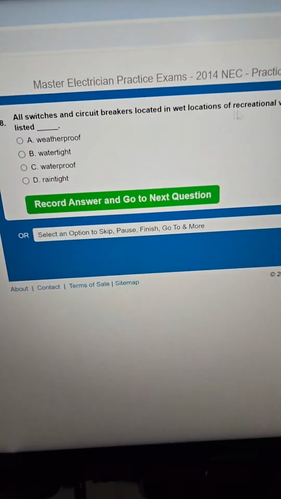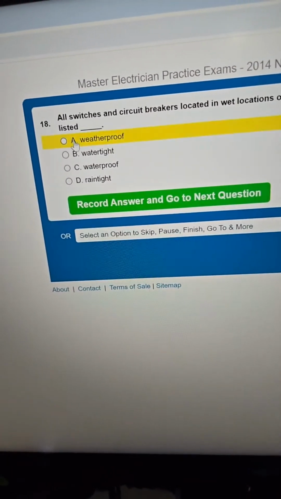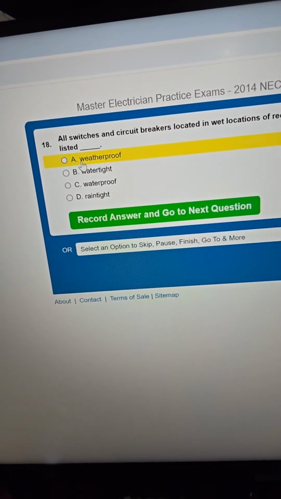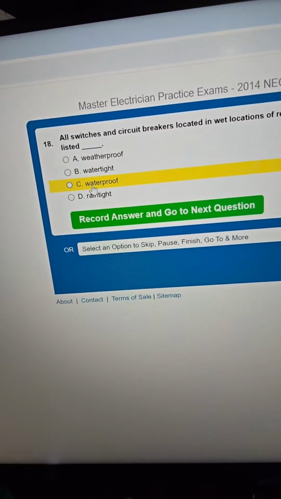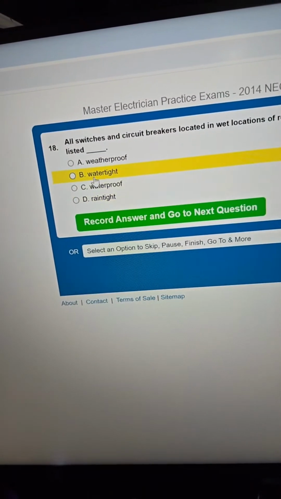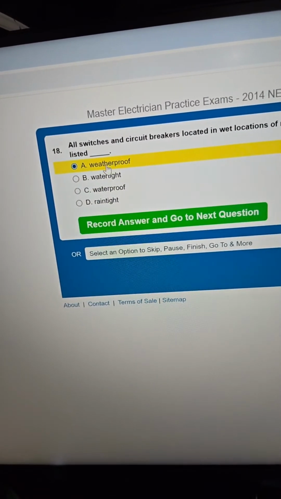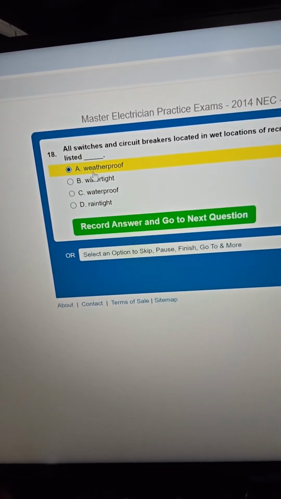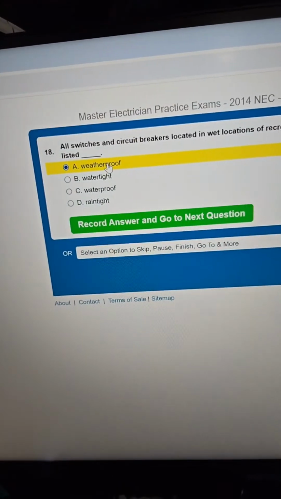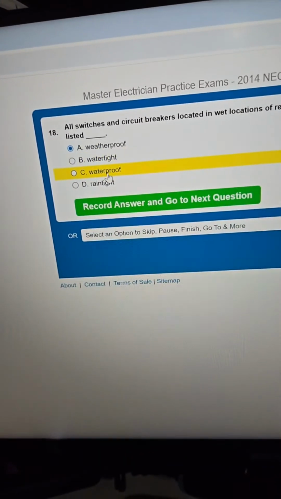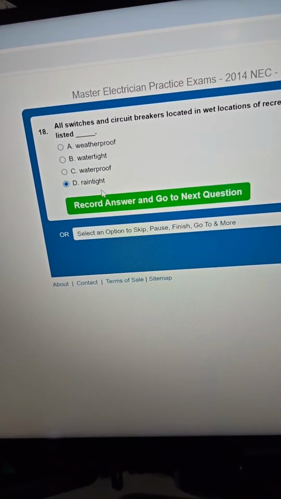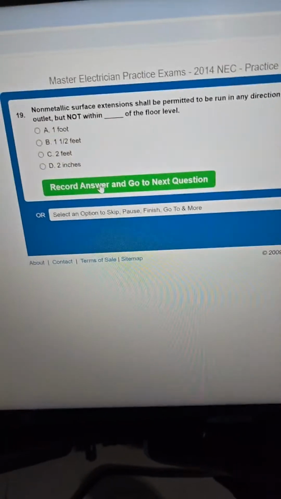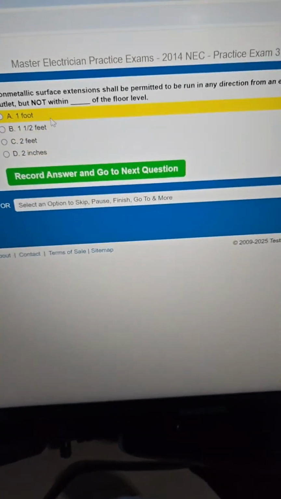All switch circuit breakers located as red locations shall be listed. Switches and circuit breakers. Weatherproof. That's the only thing that's in the code. Rain tight's not a thing. WP. Uh-oh. I think it's rain tight. It's not rain tight. Why the hell did I click that? Why did we click that?